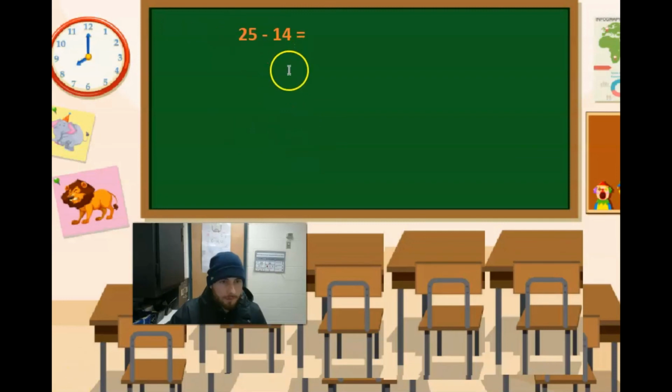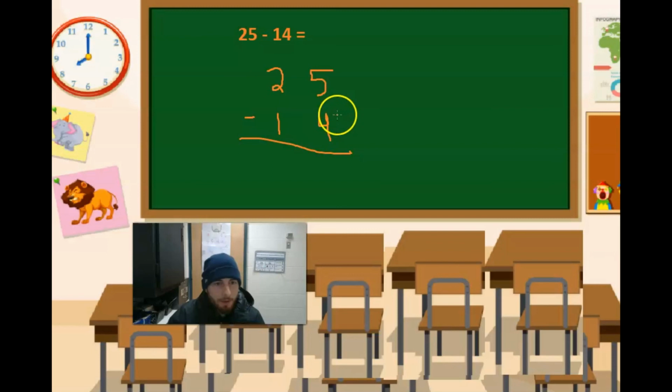Now, what happens if we have this? 25 take away 14. The 4 is in the ones, so we're going to put it under the 5 because that's in the ones, and the 1 is under the 2 because that's in the tens. What happens if our top numbers are bigger than our bottom numbers? Let's just see. So 5 take away 4. We have 5 cars, and we're going to put away 4 of them. Can we do that? Yeah, we can. If we have 5 cars, we can put 4 of them away. So 5 take away 4 is 1.